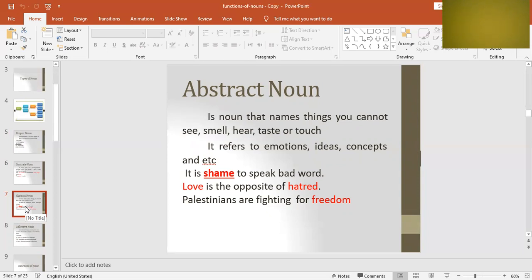These are abstract nouns. As you see, it is shame to speak bad words. It is shame. It is not good. It's not allowed. It's not nice. Love is the opposite of hatred. Palestinians are fighting for freedom. Palestinians is a proper noun. Here, freedom is a concept of how to be free. So it's an abstract noun.